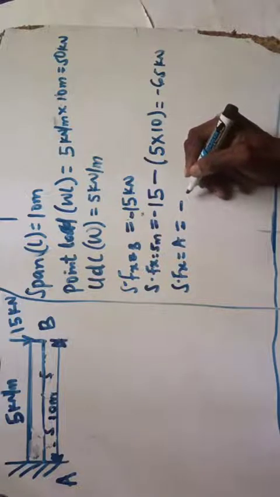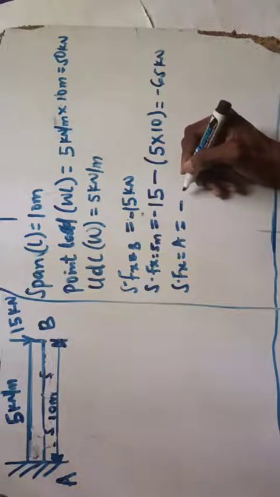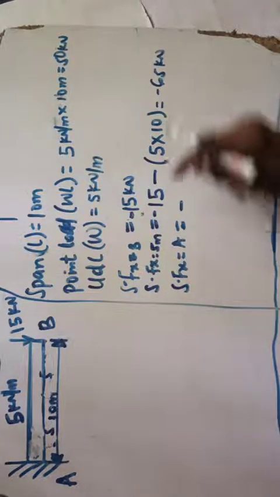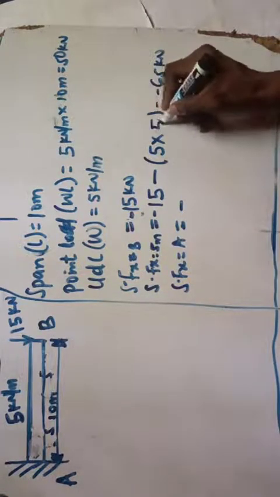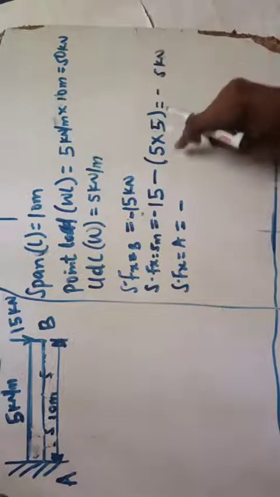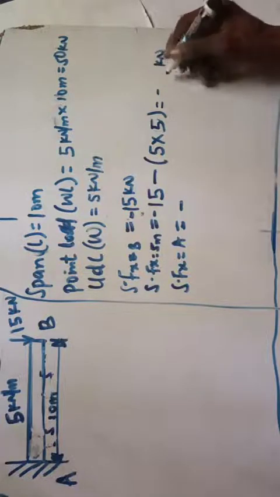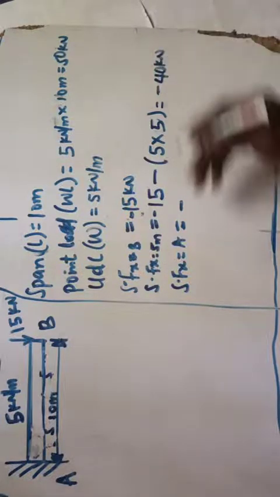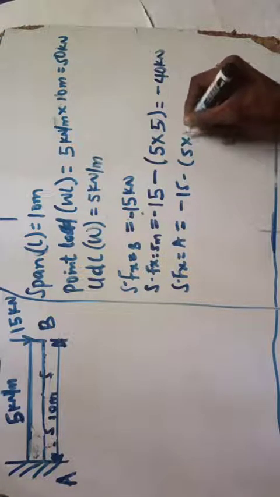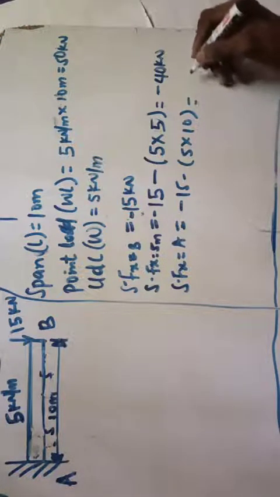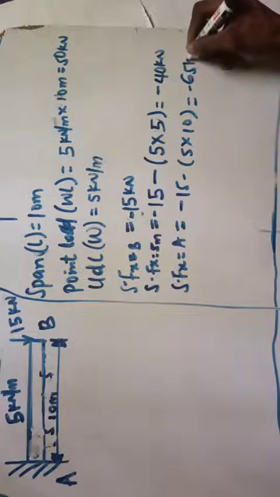But one thing is that it will be maximum at the last point, when x is 10 meter. But when x is 5 meter here, that will be 5 times 5, which is 25, plus 15, that will be 40. So when it is maximum, you can have it as minus 15 minus 5 times 10, and that will be minus 65 kilonewton.